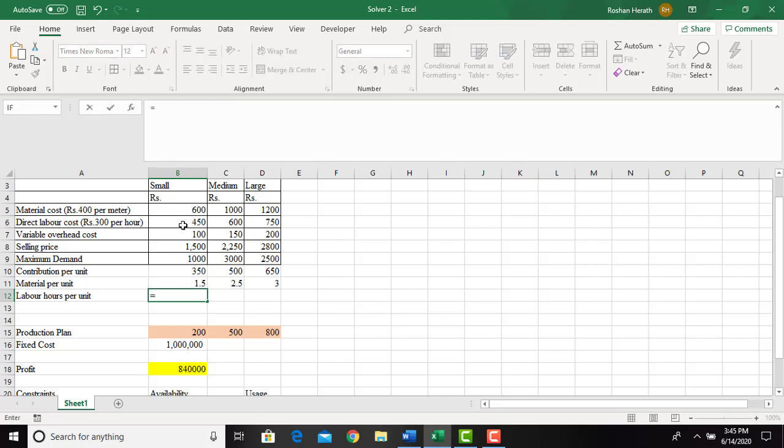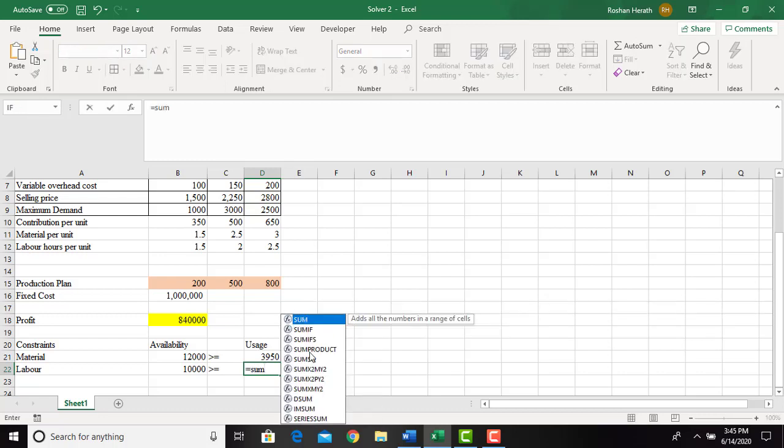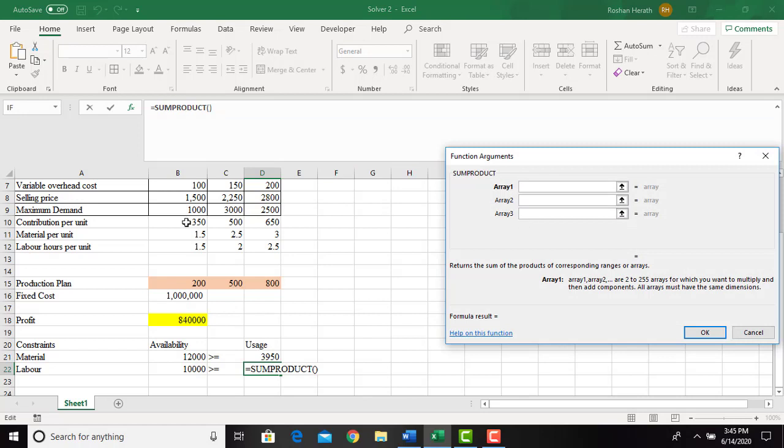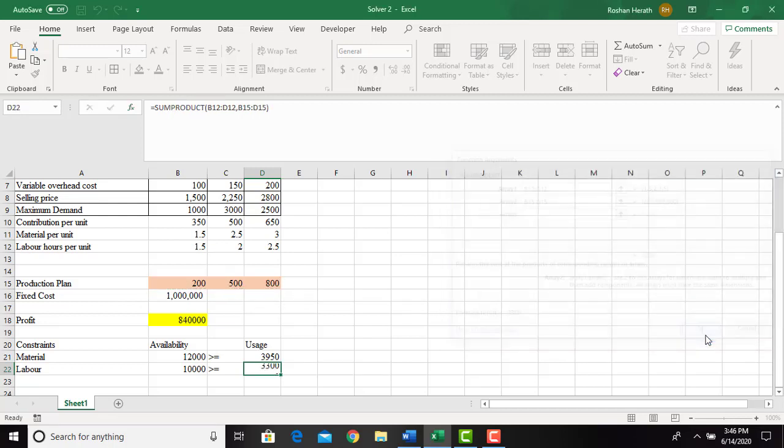Then small t-shirt, it takes 450 rupees. Then that means if you divide this by 300, it shows you how much labor hours it takes. And this is the labor requirement. It goes like 1.5, and it is 2 and 2.5. Again, the usage must be less than or equal to the availability. Again, you can apply this sum product. Take the labor requirement and the production plan. That's it.